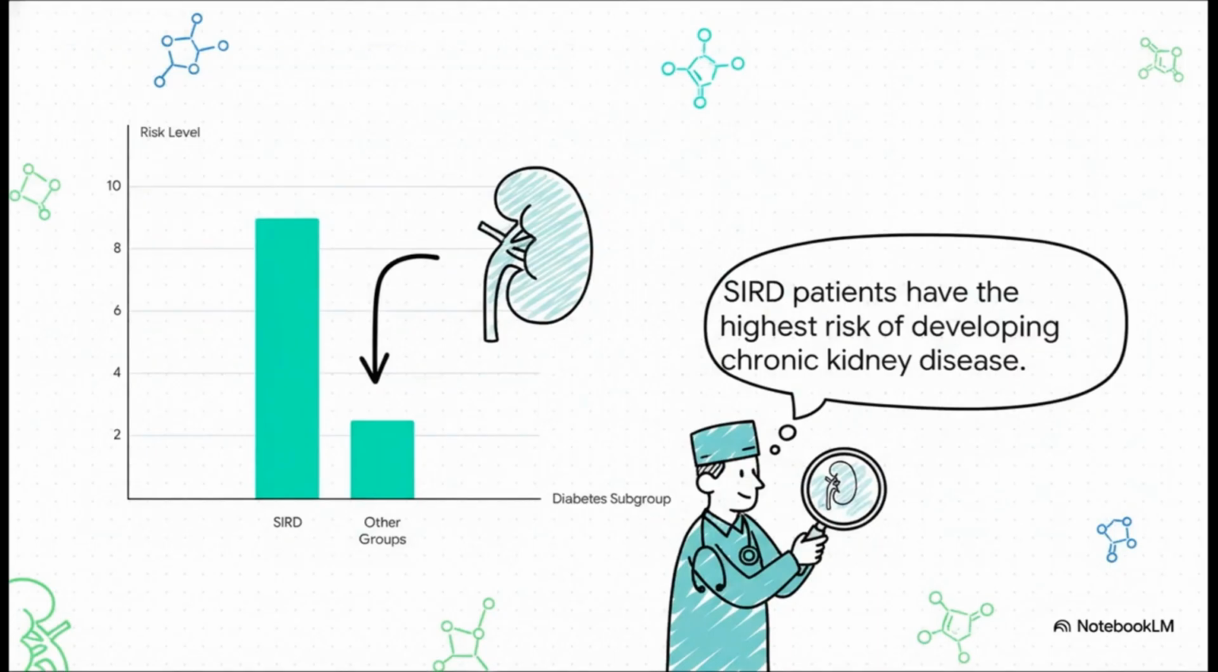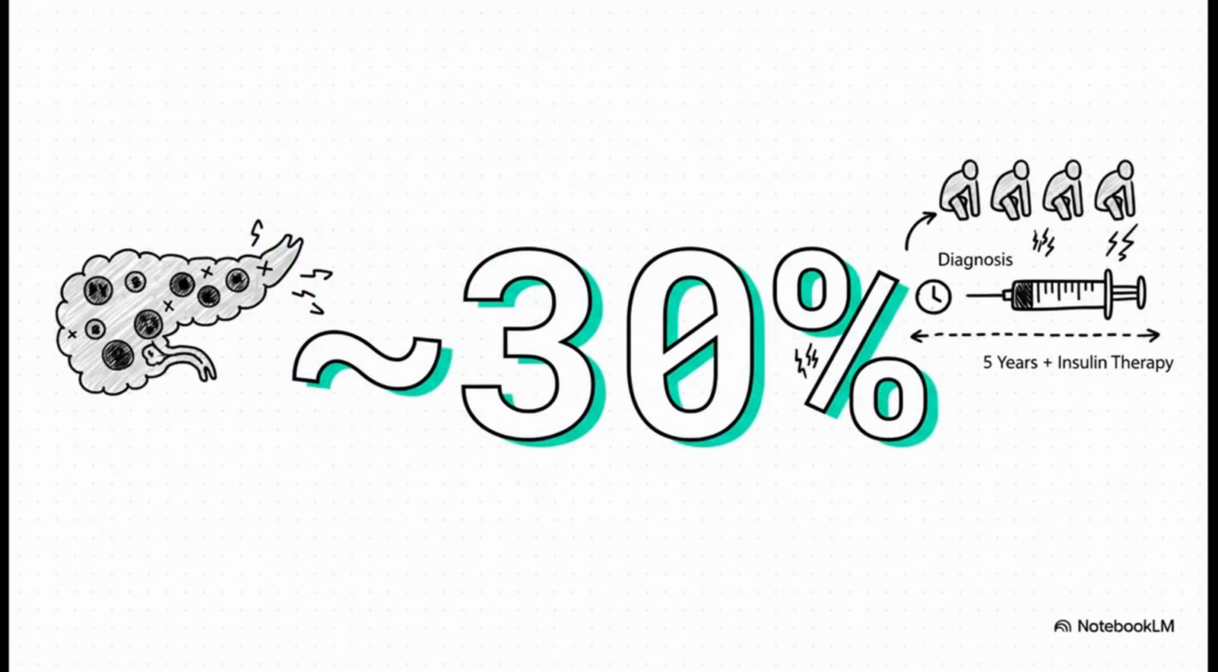And this chart just slams that point home. I mean, look at the risk for chronic kidney disease in that SIRD group. It's just towering over all the others. This is the kind of information that can literally save lives, but you'd miss it completely if you just called them all type 2. Now get this number, 30%. That's how many patients in the SIDD group, remember, the ones who don't make enough insulin, end up needing insulin therapy within just 5 years of their diagnosis. It just goes to show you how aggressive their particular form of the disease really is.